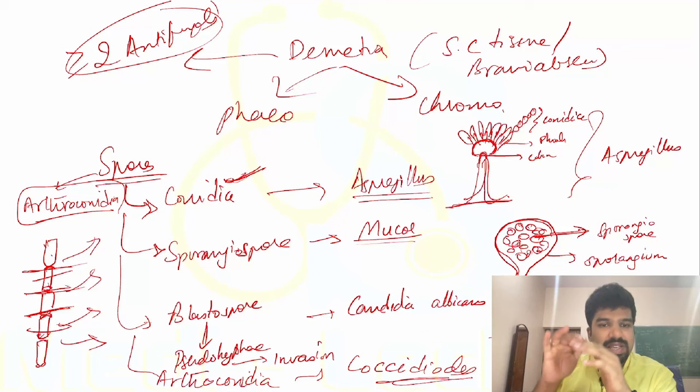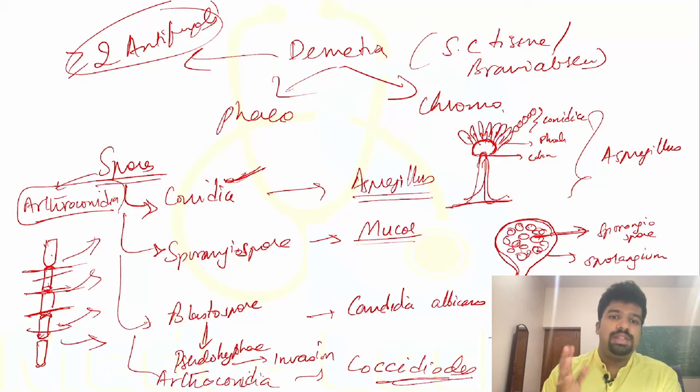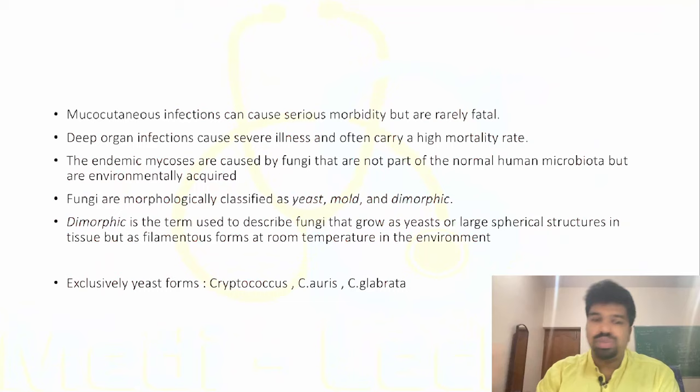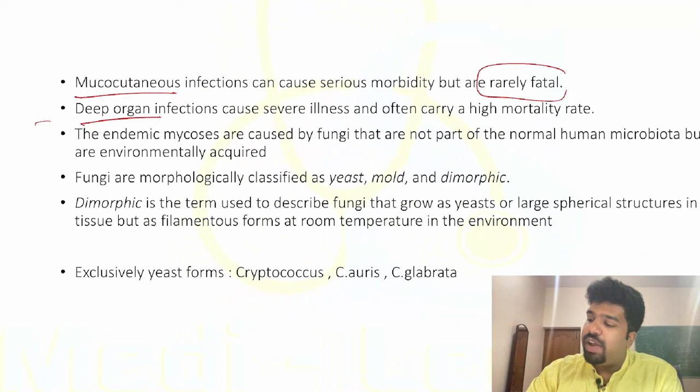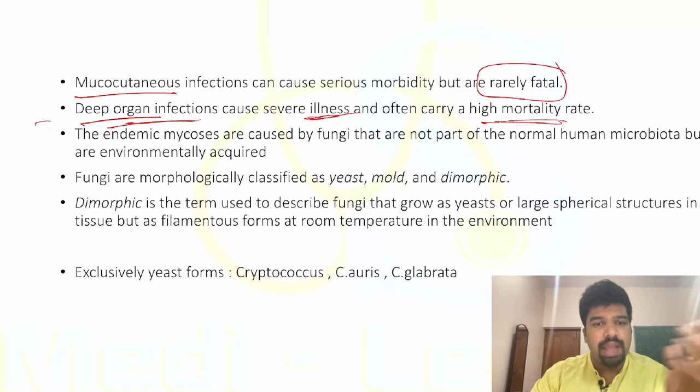Generally, my understanding is that the body acquires the inhaled particle as a mycelium. Once it goes into the body, it becomes yeast and then causes a host reaction. This is almost true for endemic fungi, or dimorphic fungi. Once we've gotten used to this taxonomy of fungi, we'll understand what we've summarized. I've already told you about mucocutaneous infections and deep organ infections. Mucocutaneous infections cause a lot of morbidity, such as subcutaneous infection like Madura foot, but are rarely fatal. Whereas deep organ infections cause severe illness and have a high mortality rate, for example candidemia.